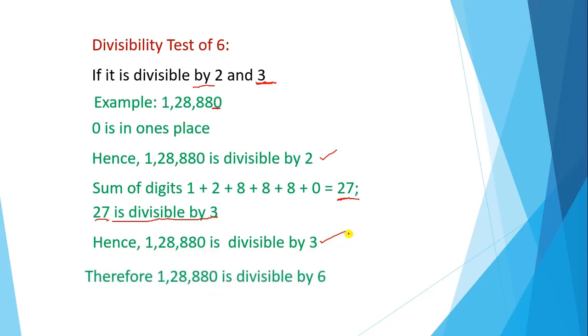This number 1,28,880 is divisible by 2 also. It is divisible by 3 also. Hence the full number is divisible by 6.